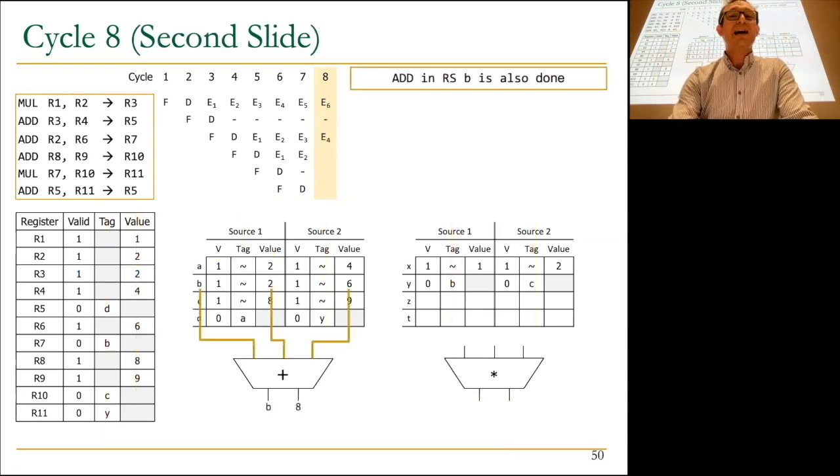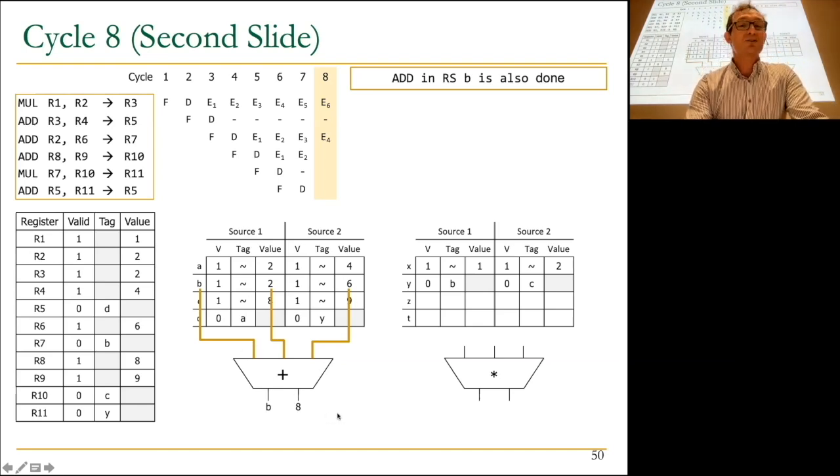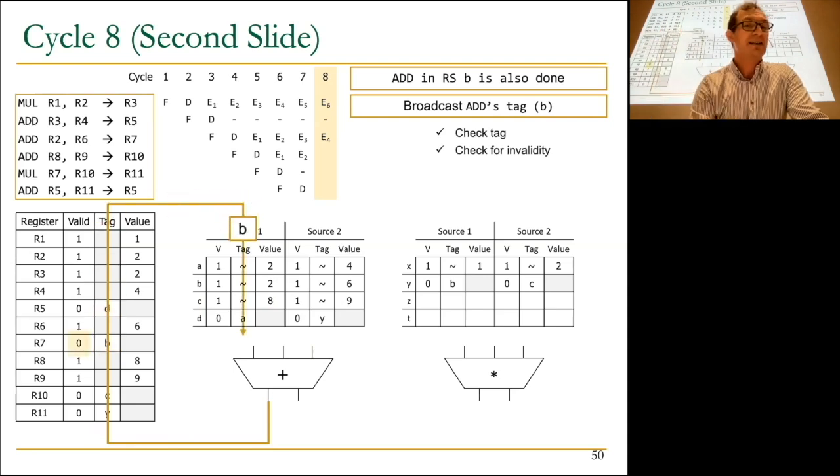Unfortunately, it also happens that the add in reservation station B is also done here because of the length of the instructions. Basically, it also needs to broadcast, and it needs to use separate tag and value buses to do the broadcast. So this is the add that we're talking about. It's adding 2 and 6, as you can see. After 4 cycles it's done, the value is 8, and it's going to broadcast this tag B. Same thing. B gets broadcast to all of the locations that have the name tag there. And if it's invalid, it becomes valid soon after the value gets in.